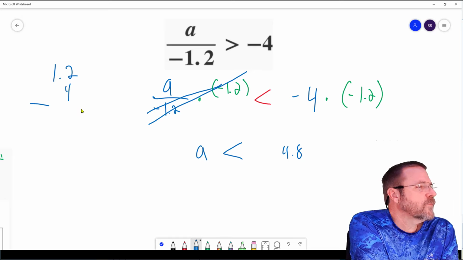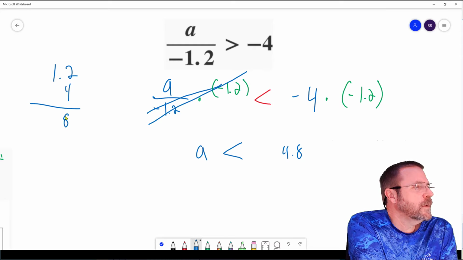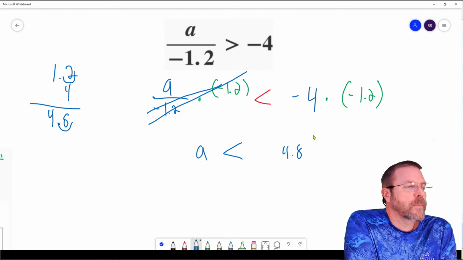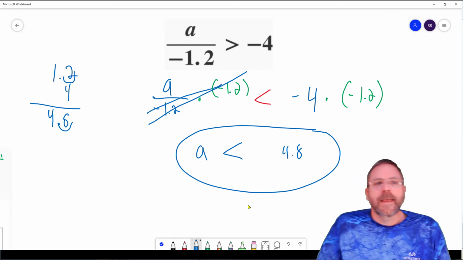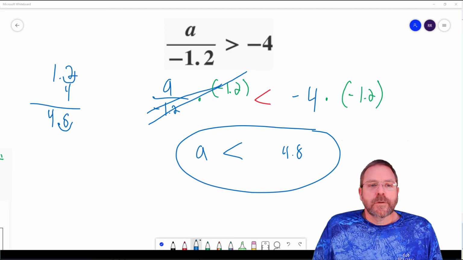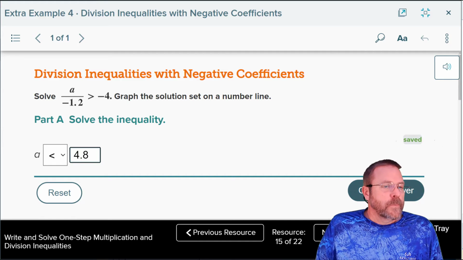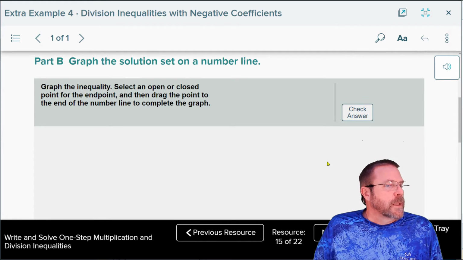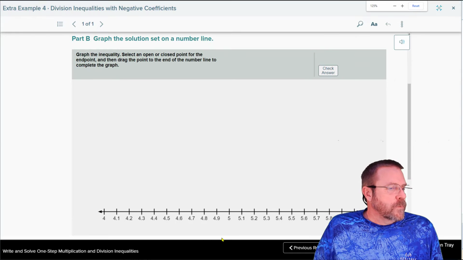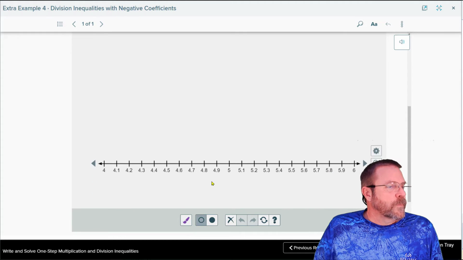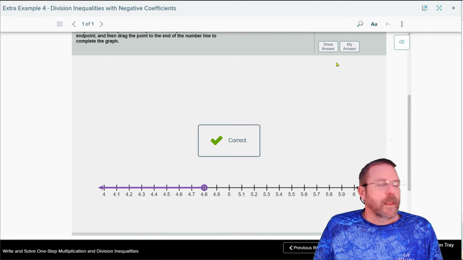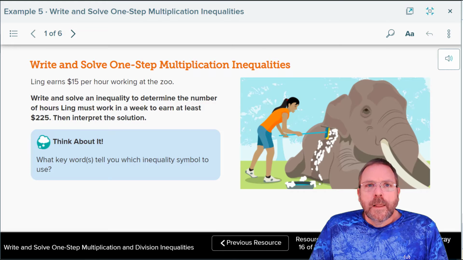1.2 times 4. 4 times 2 is 8. 4 times 1 is 4. Bounce our decimal 1. Yep, it's going to be a positive 4.8. A is less than positive 4.8, which we're going to plug in right here. We got it less than a positive 4.8, and check. That checks. And now we need to graph that problem. So we're going to have an open circle. I'm going to start at 4.8, and we're going to go to the left-hand side, and that checks as well.